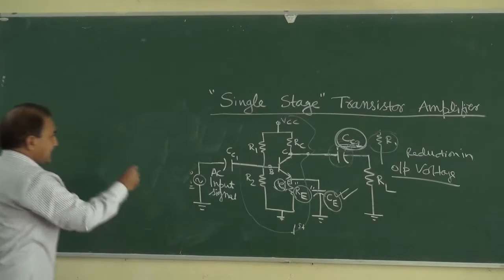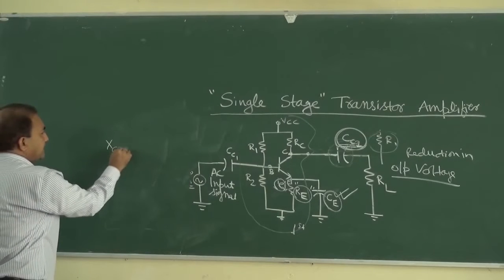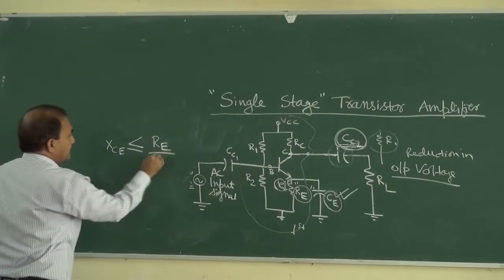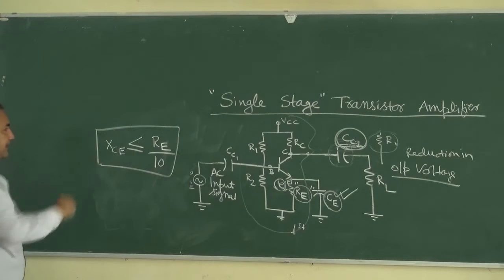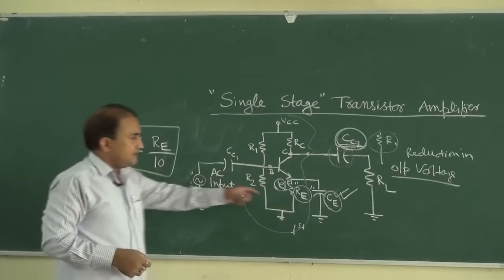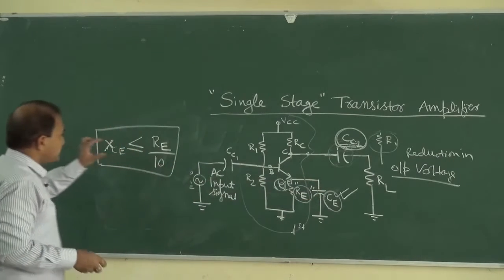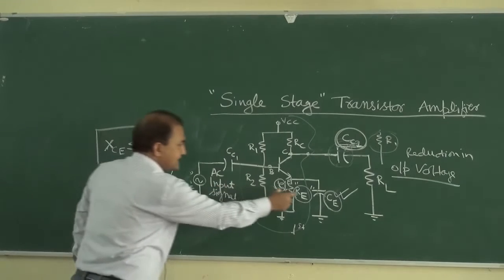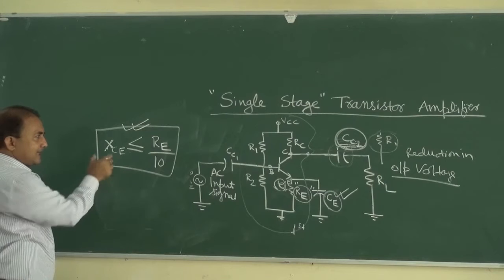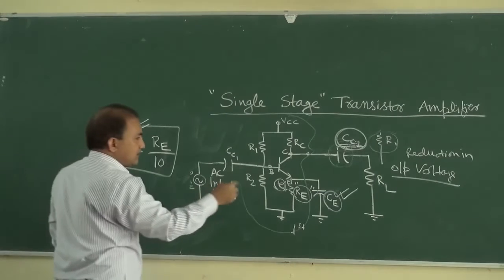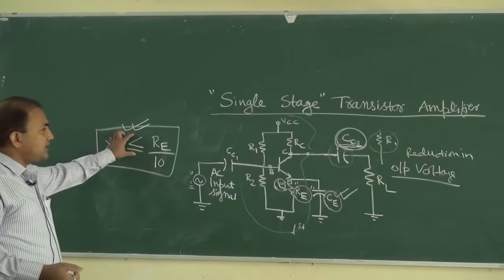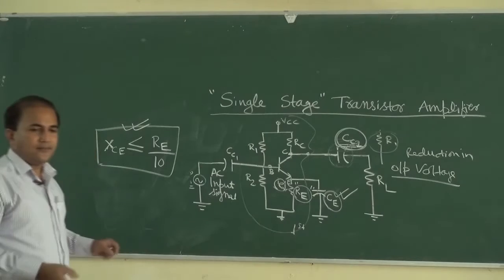Okay, and in general XCE should be less than or equal to RE by 10. It means that the reactance of this capacitor should be less than or equal to the resistance of this divided by 10. This we are taking as the reactance like this. So we have to choose a capacitor whose reactance is less than or equal to RE by 10.